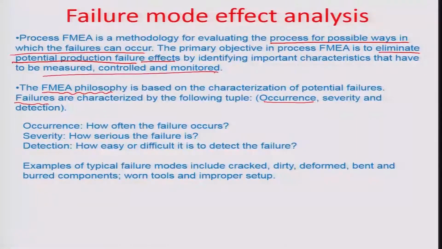and monitored. So typically how FMEA is carried out is that the philosophy is based on characterization of these failure modes in terms of their occurrences. Occurrences mean how often a failure would occur. For example, if there is a certain defect like a dust spot in a paint, how often it is going to repeat in a production is something of importance when we talk about FMEA.